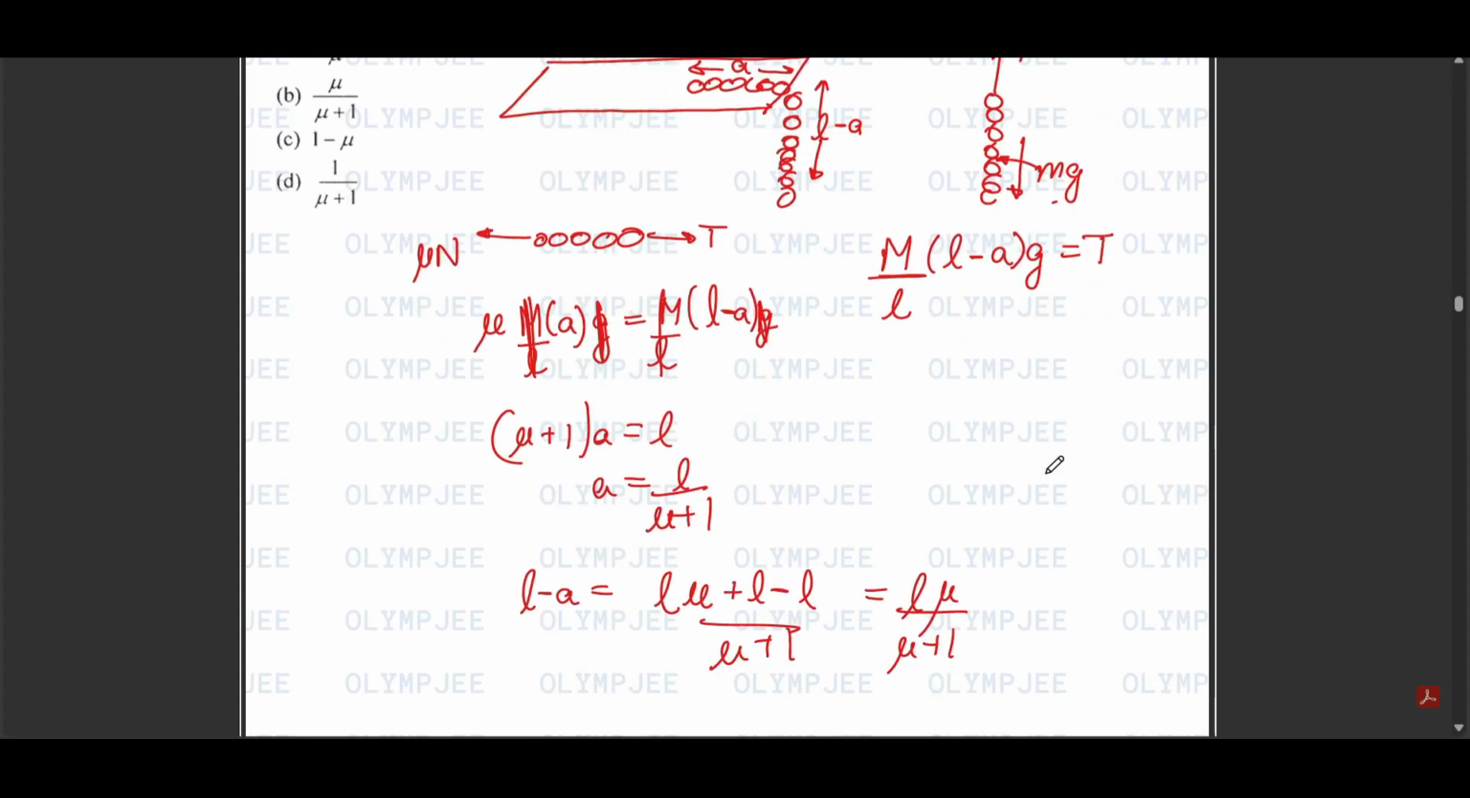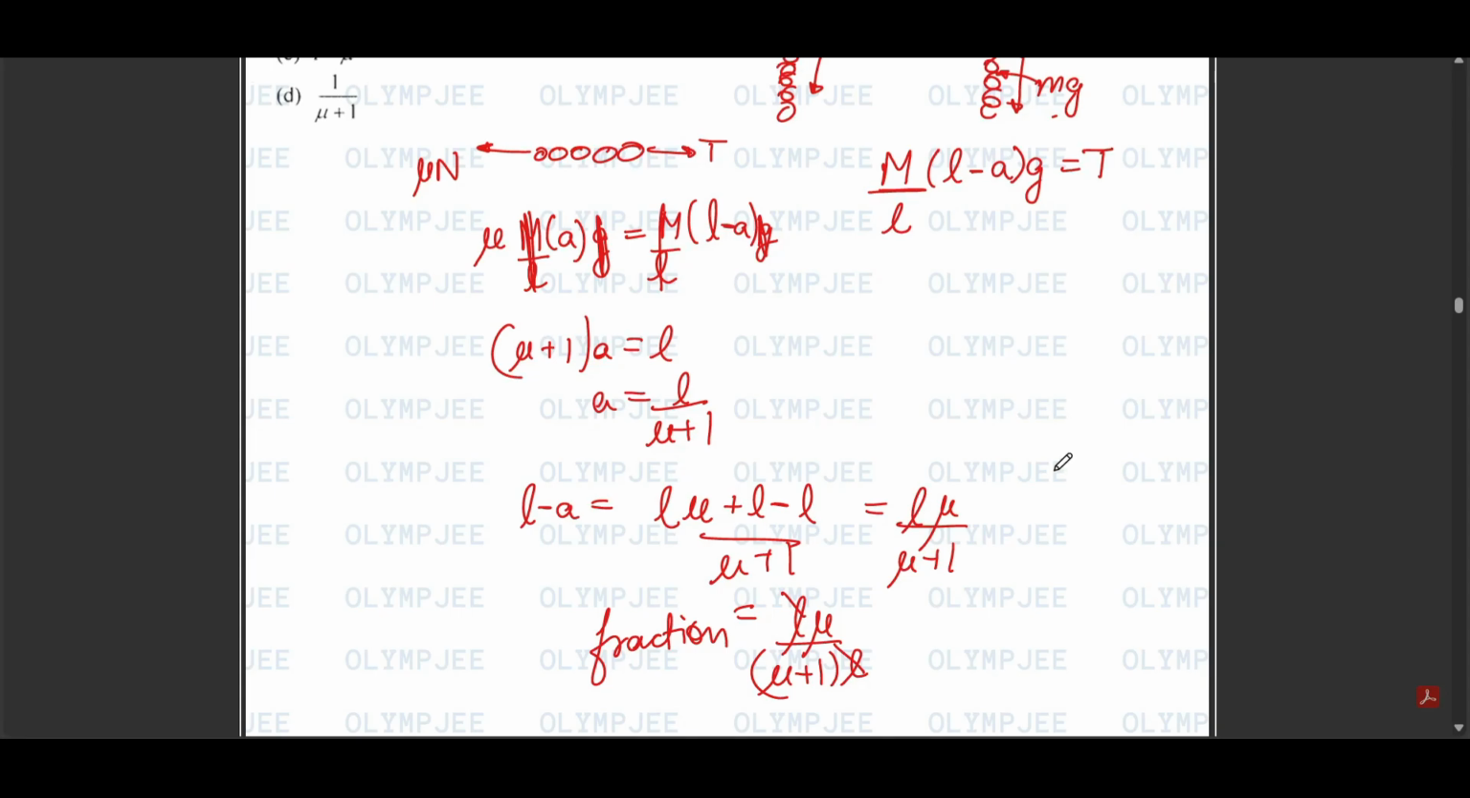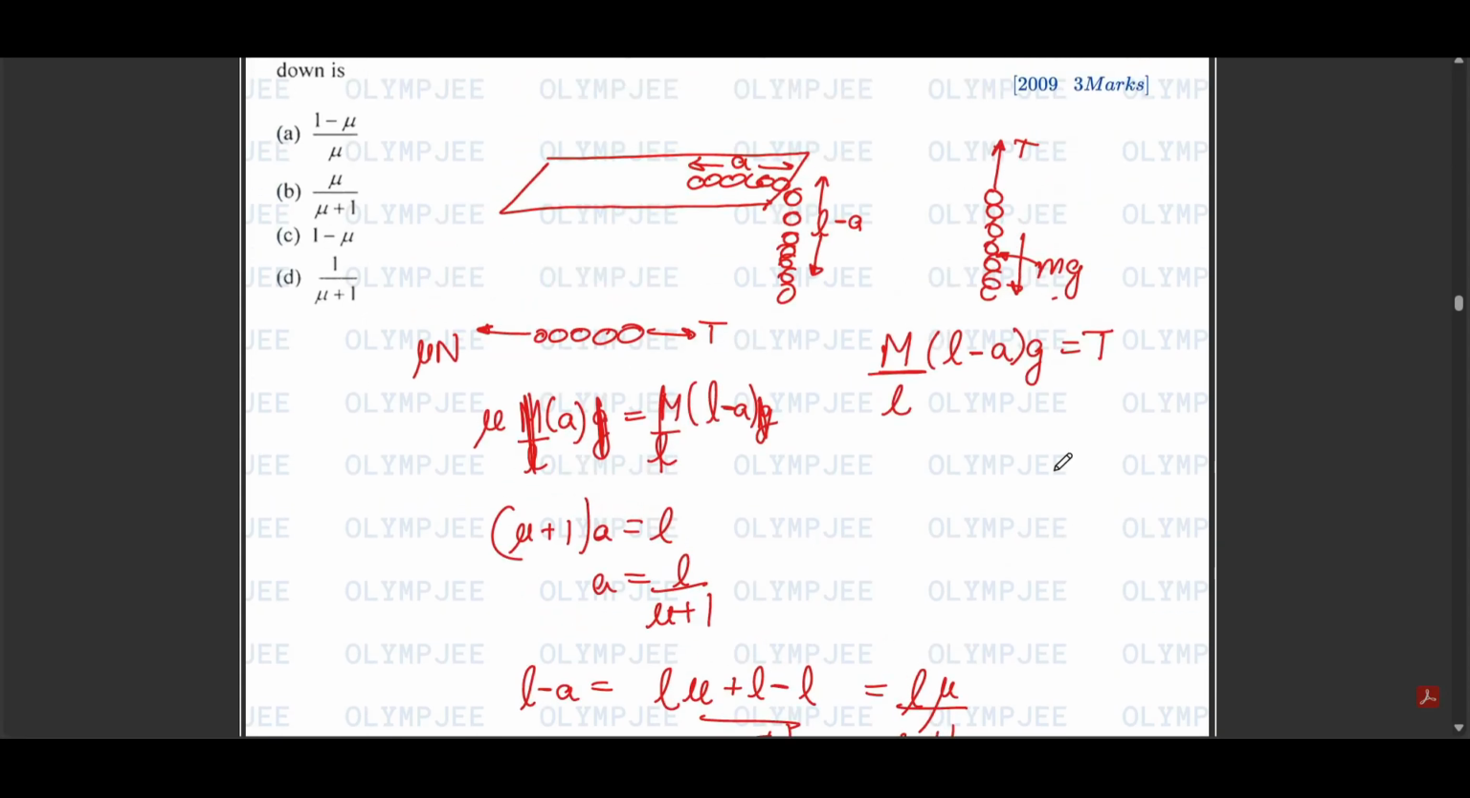so this will be the answer. We need to find the fraction, right? So the fraction will be L mu divided by mu plus 1, divided by L. So mu by mu plus 1, which is equal to option B.